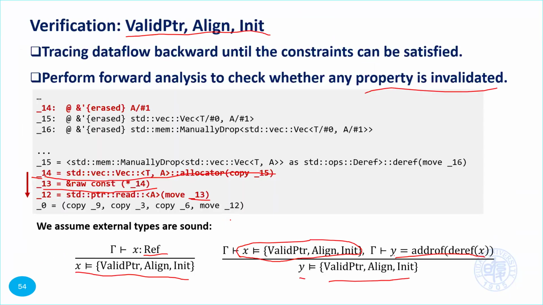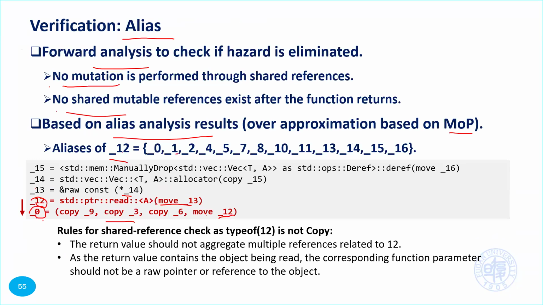Yes, we give all the rules, like this one: no mutation is performed through shared references. We will check if there are mutation operations through these aliases. If so, then we will say that there may be some UB, so it is not verified. It is unsound. Okay, thanks. I'll leave the floor to others if there are more questions.